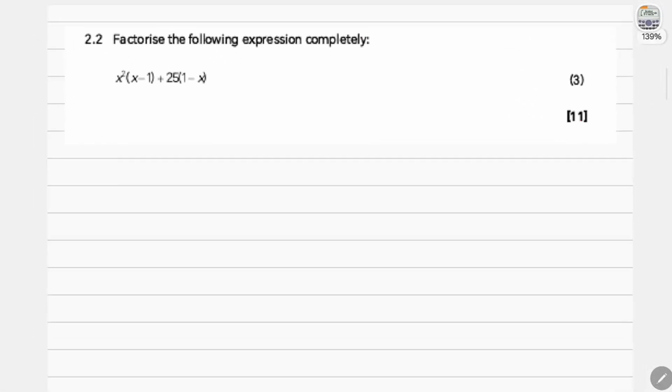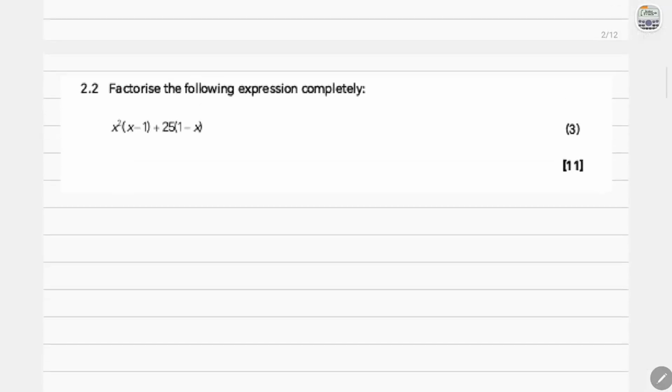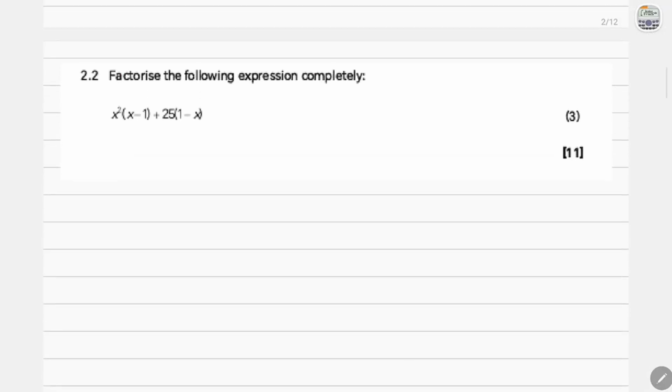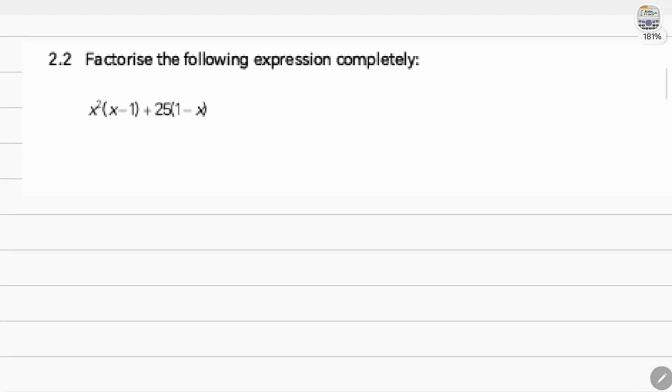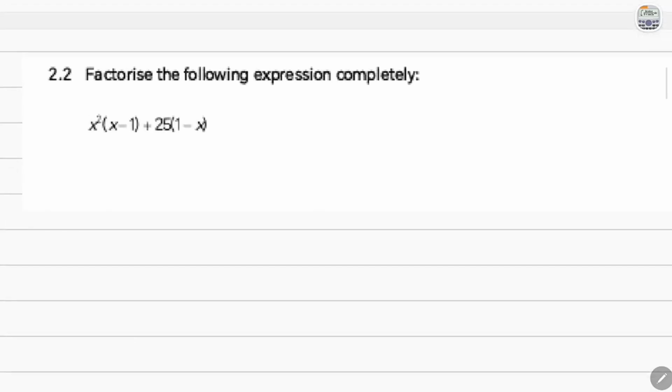The last question for question 2 says, factorize the following expression completely. Okay, so we have this expression, and let's just examine it before factorizing. Okay, we have how many terms here? Remember that terms are separated by plus or minus signs, but brackets join terms together. So though there's a minus sign here, this is multiplied to this. So this is one term now, and that is another term.